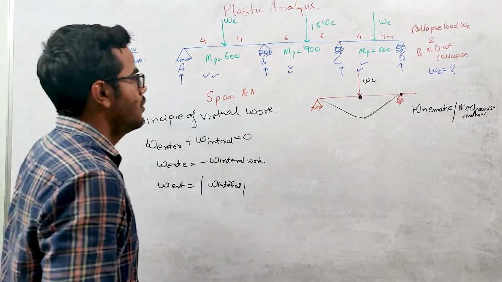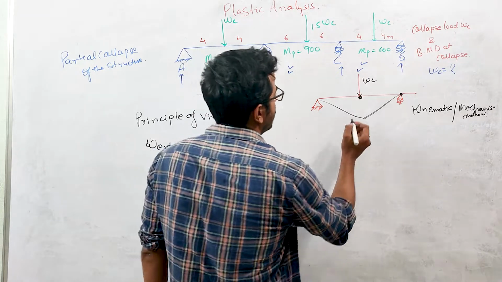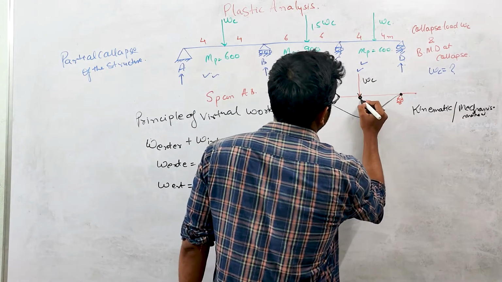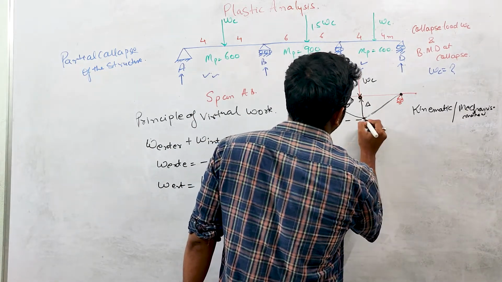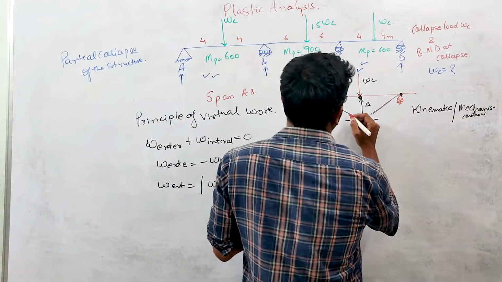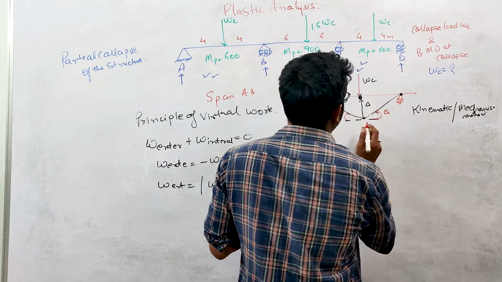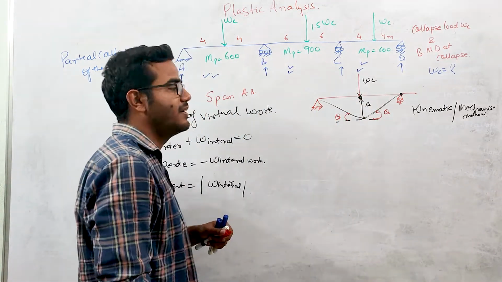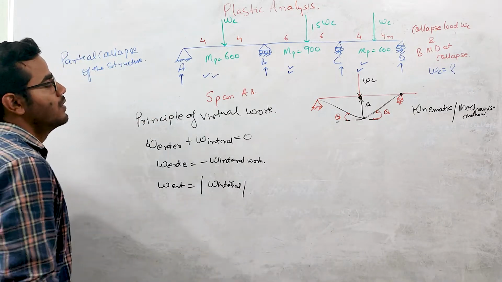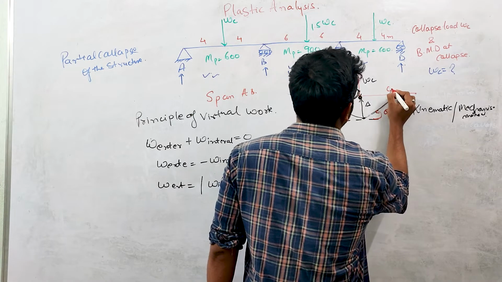Okay. So now, why are we saying it's the kinematic method? Because here we are giving one kinematic displacement, which is delta. At this point, the rotation is, let us suppose, theta. Here also the rotation will be theta, because this plastic hinge is forming at the center of this span. This angle will also be theta, alternate angles, this will also be theta.